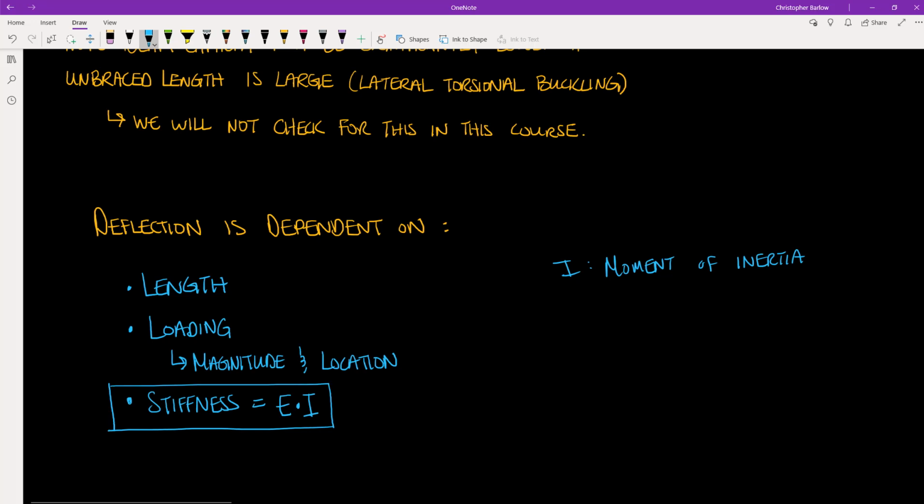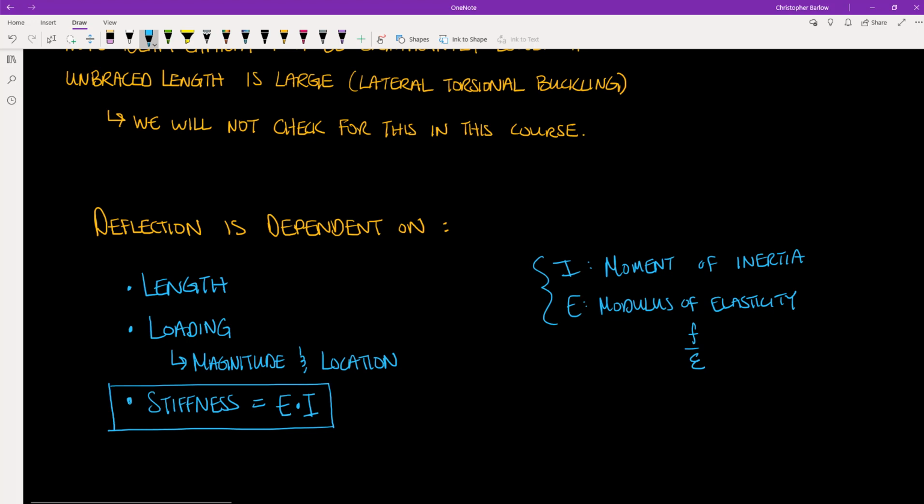Next, we must also consider the material properties of the member when defining stiffness. As we saw with our stress-strain curve last week, we defined a variable called the modulus of elasticity. And this modulus of elasticity is equal to the stress over the strain of the member. In other words, it provides us with a means to relate the deformation of a member to the load applied. And so these are the two variables that define stiffness mathematically, E and I. So whenever you see these two variables together in an equation, you should think stiffness.